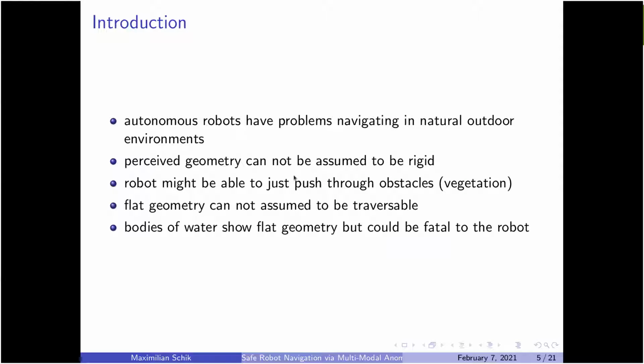As already said, the autonomous robot has problems navigating in natural outdoor environments because it only uses geometry, and in outdoor environments, perceived geometry cannot necessarily be assumed to be rigid. For example, a robot could easily push through tall grass or leaves hanging from a tree. And on the other side, flat geometry cannot always be assumed to be traversable. For example, bodies of water would have a flat geometry, but we don't really know how deep they are, and if the robot walks through them, it might be fatal for it.